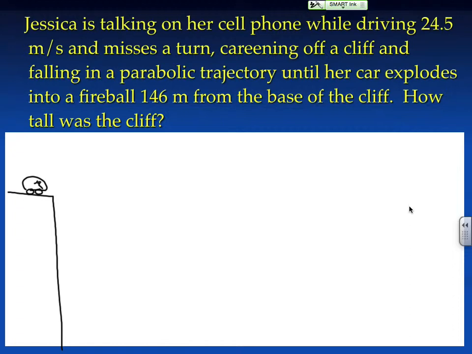So here's Jessica, she's in her little bubble mobile, and her bubble mobile is driving 24.5 meters per second. Horizontal. Horizontally, because cars tend to drive horizontally. If you have a vertical car, that's pretty special. So that's going to be a VH.